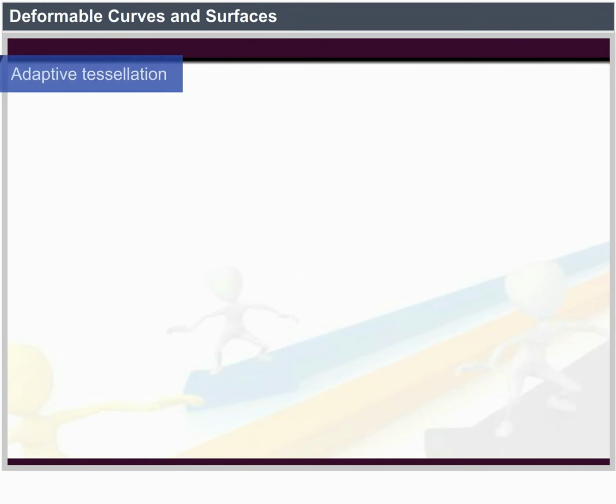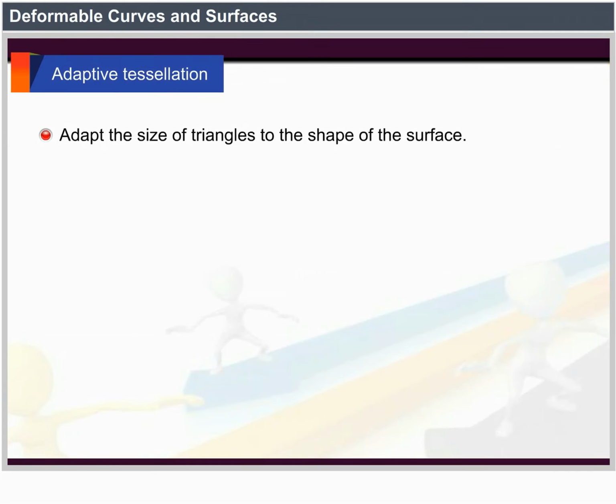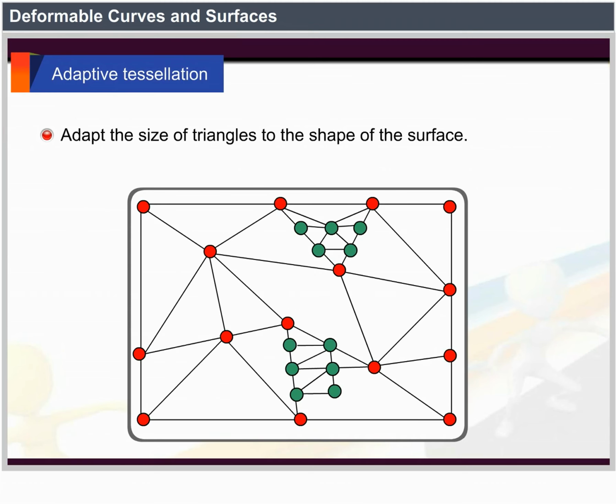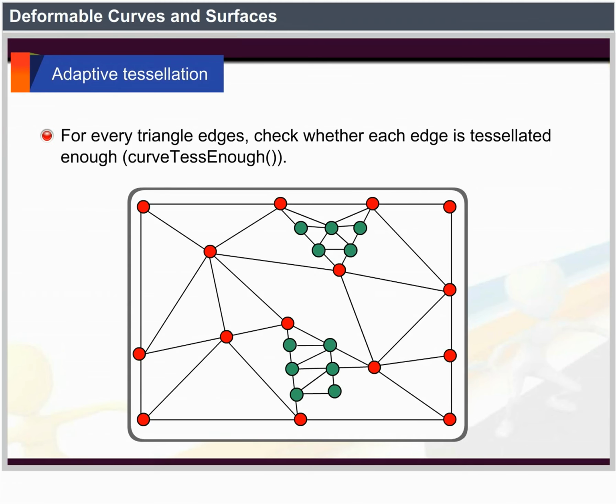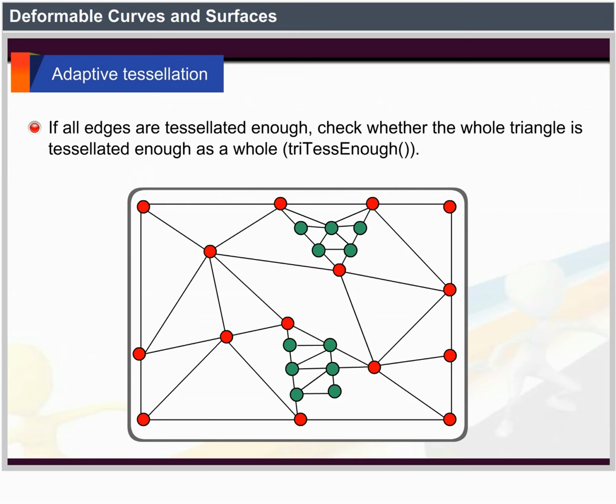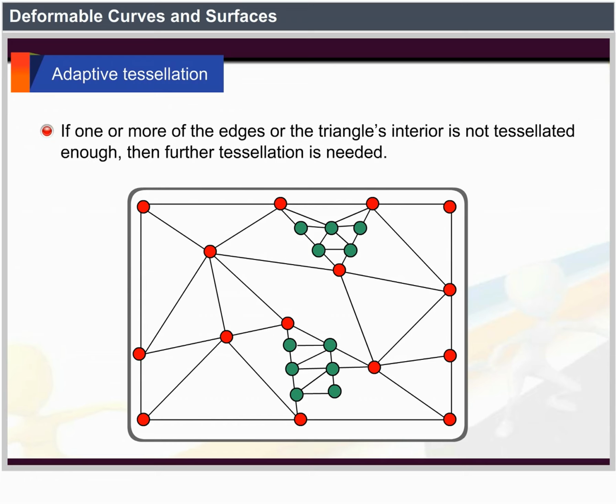Adaptive tessellation. Adapt the size of triangles to the shape of the surface. For every triangle edge, check if each edge is tessellated enough. If all edges are tessellated enough, check if the whole triangle is tessellated enough as a whole. If one or more of the edges or the triangle's interior is not tessellated enough, then further tessellation is needed.